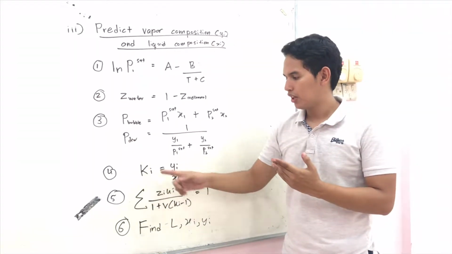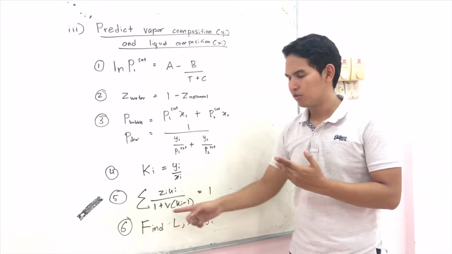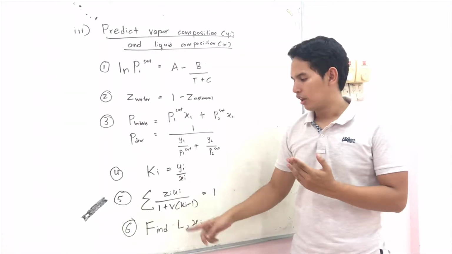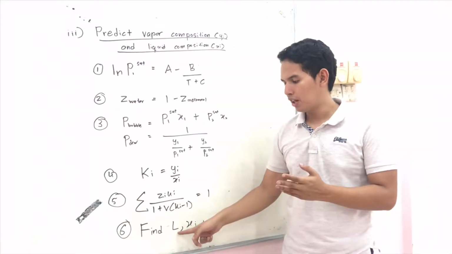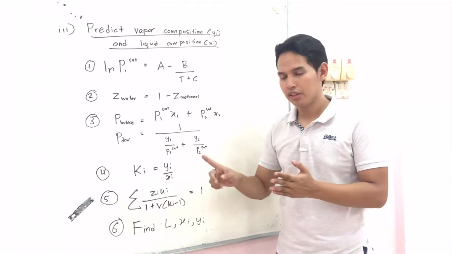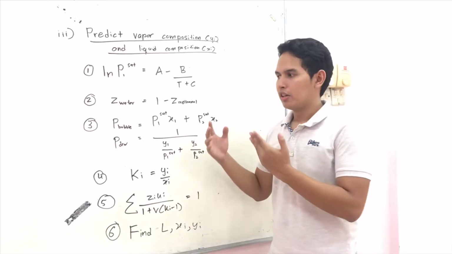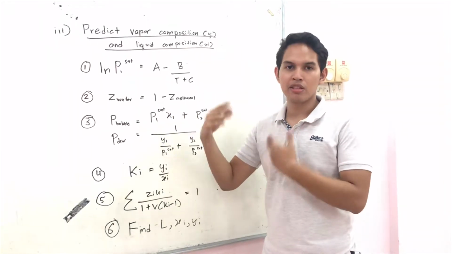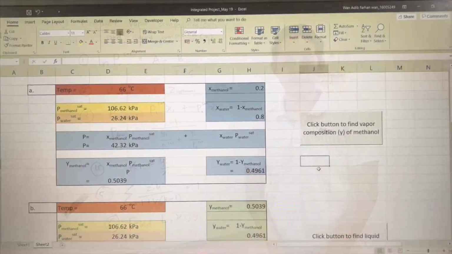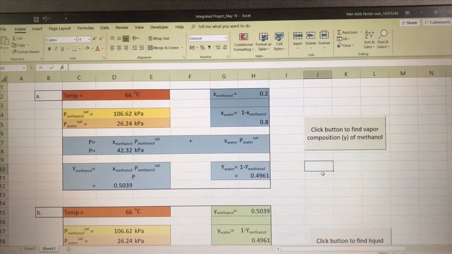After we find the K, we can key into this formula and do some iteration to find the value of V. After we find the value of V, we can find the value of L because L equals 1 minus V, and then we can find the value of X and Y using Raoult's law that we have explained in task 1 and task 2. That's all. I would like to show you our macro program.